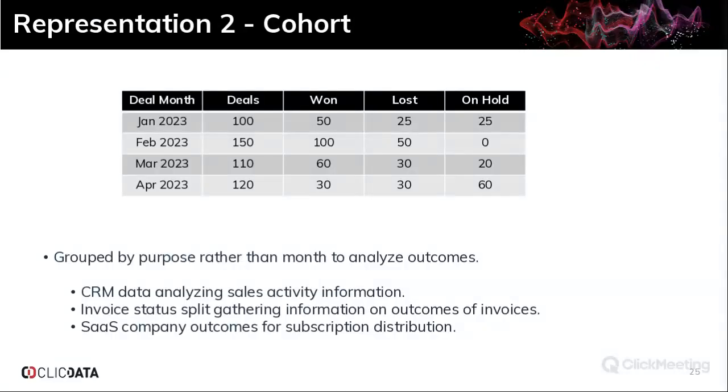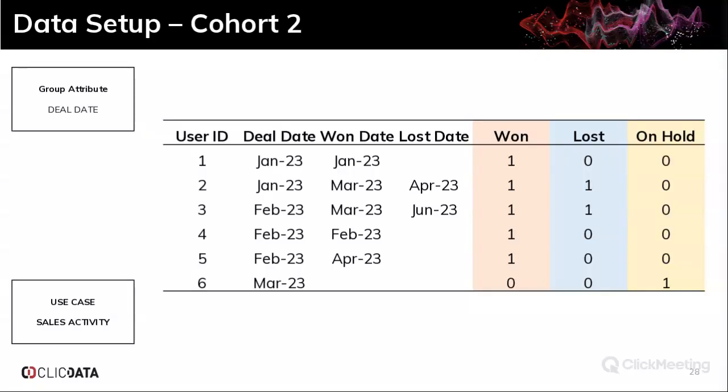In our second example of cohort, we try to look at the number of deals that were created in a specific month and what happened with those deals that were created in that month. For such a scenario, your CRM data will usually give you multiple deals, multiple columns. You might have a date when the deal was created, when the deal was won, and when the deal was lost.